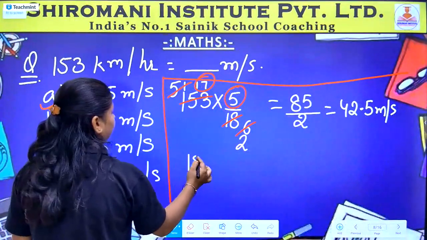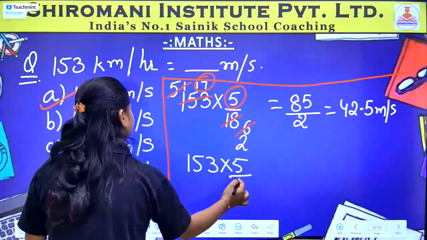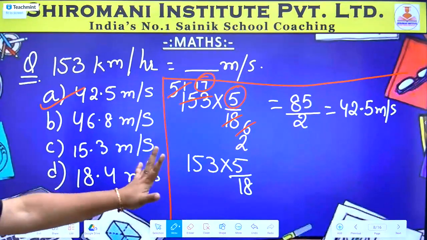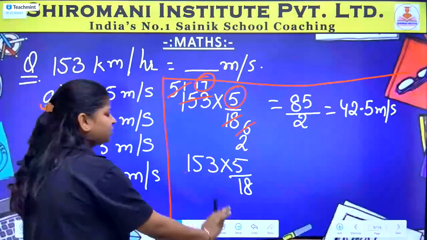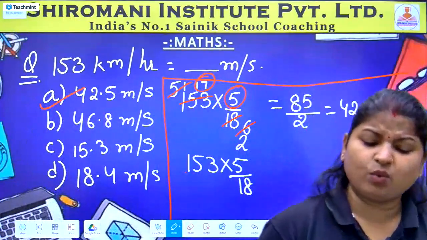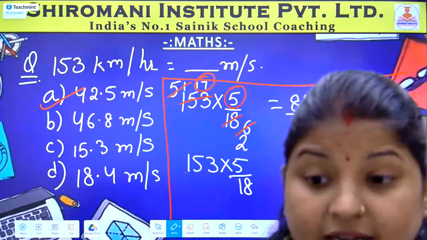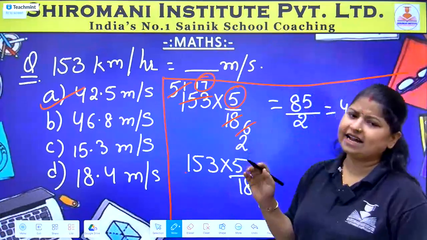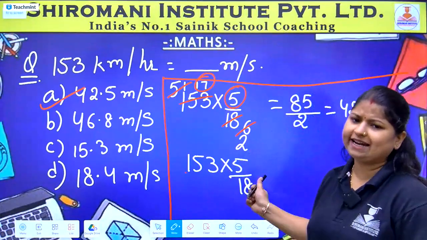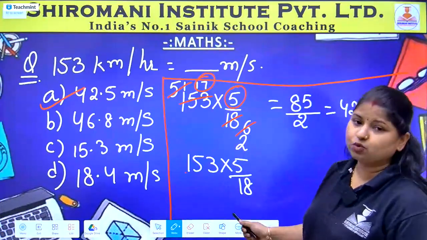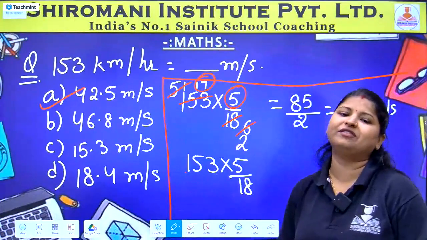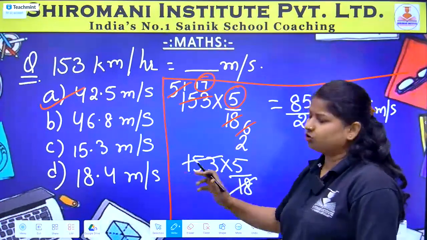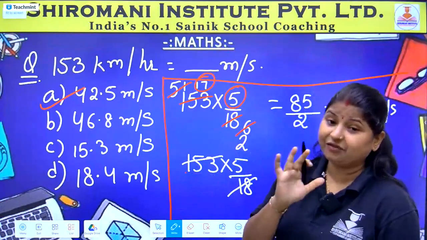153 kilometer, you have to convert in meter per second, right? So you can simplify it. This 153 is not directly divisible by 18, but 153 and 18 both are divisible by 3, though divisible by 9 also. But let us see if it is divisible by 3 or not. You can directly simplify by 9 as well. Like 9 2s are 18 and 9 into 17 is 153. Right? Because 9 17s are 153. But let me do it by 3 so that it is more easy and convenient for you.